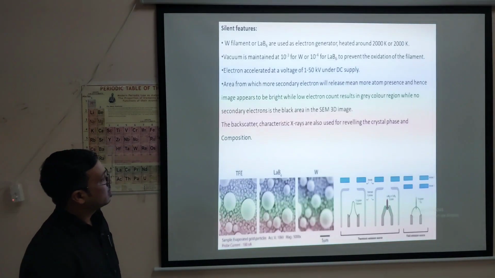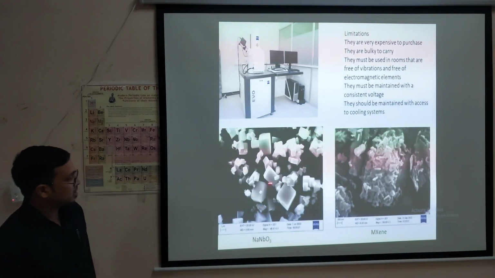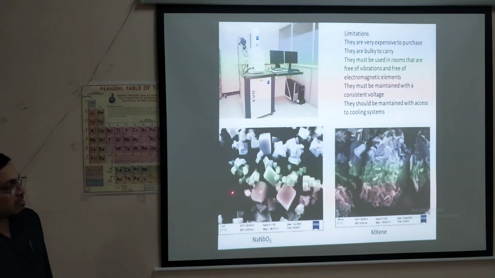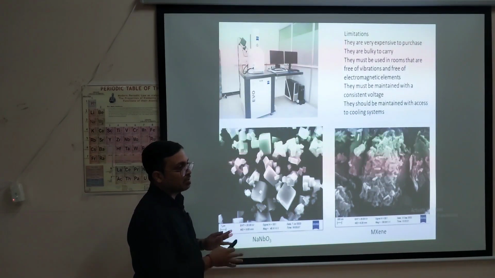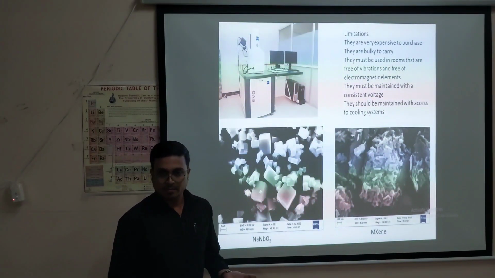Let me show you one. Here, you can see this. These are the black regions, these are the bright side, as I mentioned white or bright, or these are gray regions, and there are specific causes behind why such a type of image comes to picture. Okay.